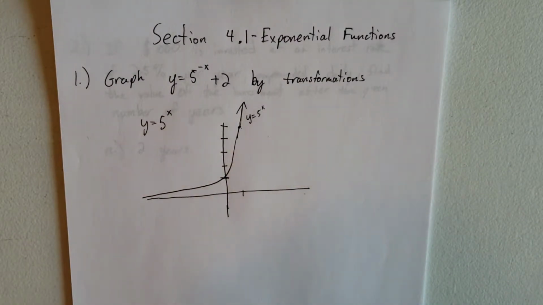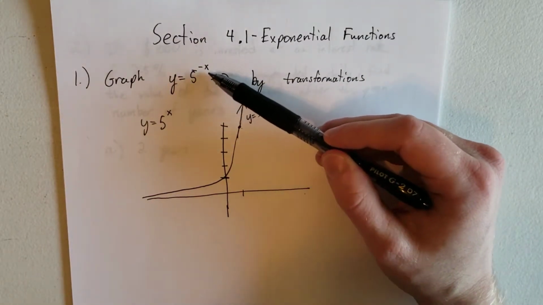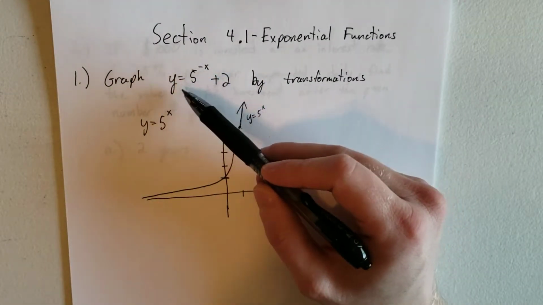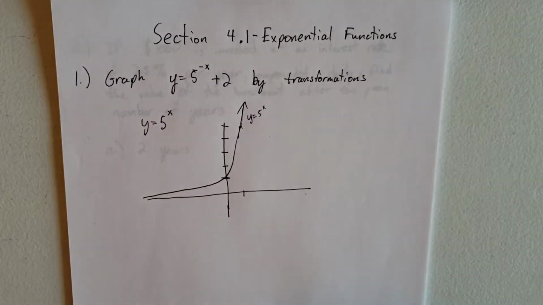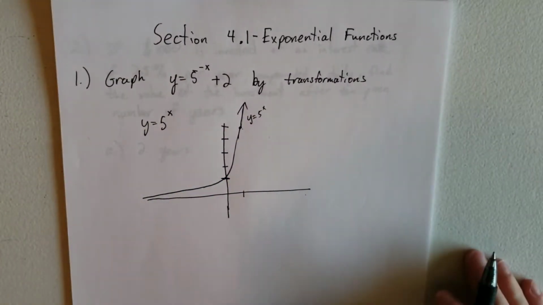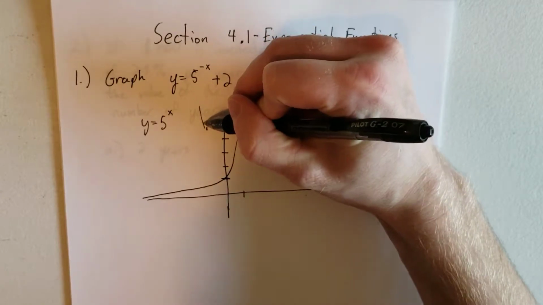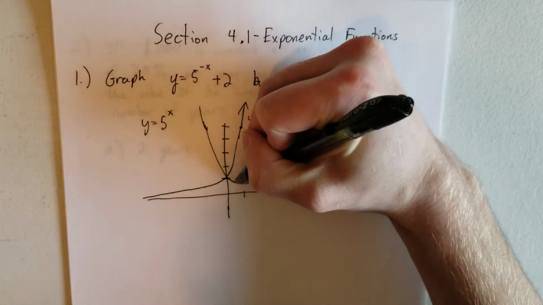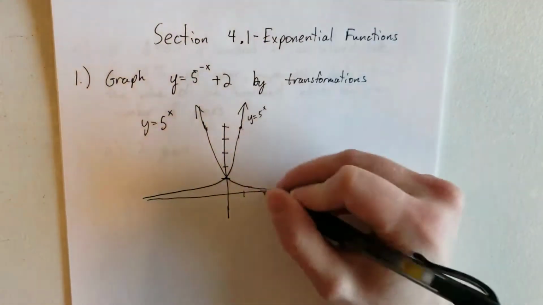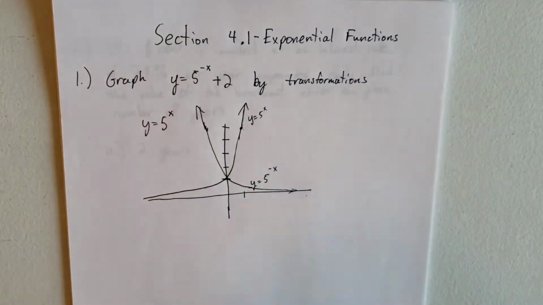After that, we can try to draw y equals 5 raised to the negative x, because the first thing that happens to x is we multiply it by a negative 1. So our next step is to draw out y equals 5 raised to the negative x. Well, what does that do? It just flips across the y-axis. So we can draw that here. And this is the y equals 5 raised to the negative x exponential function.